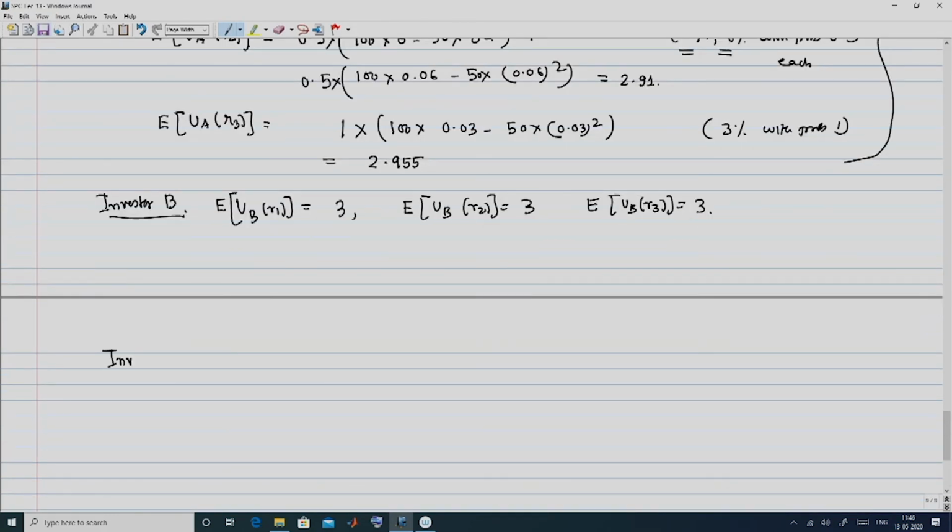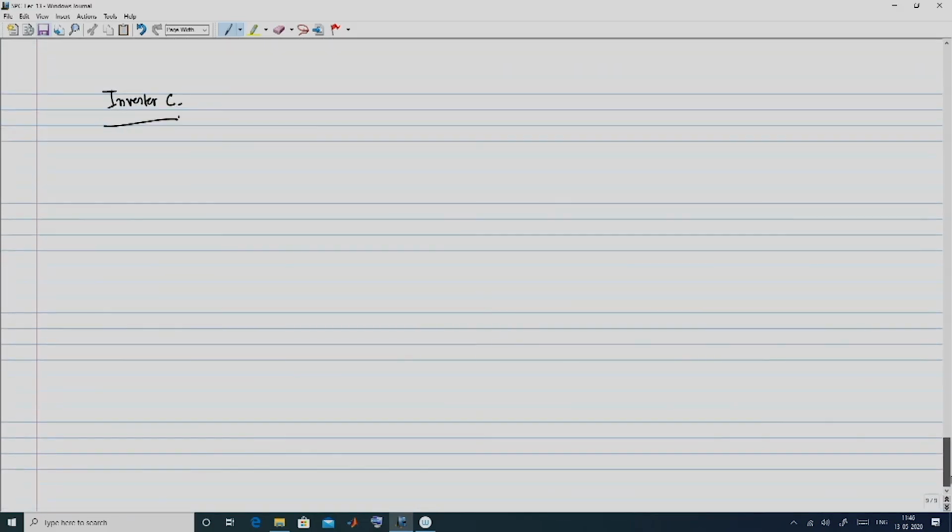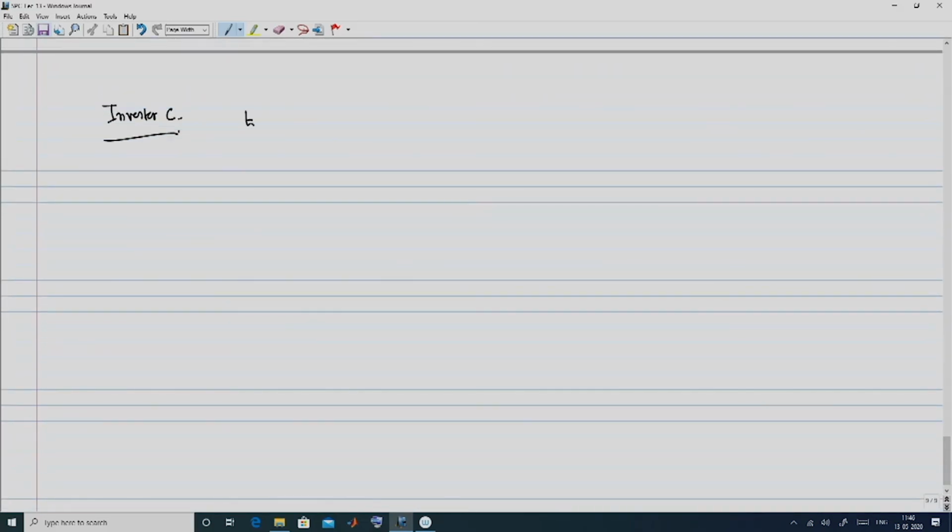Now, let us come to the last investor, investor C. In case of investor C, the expected utility for the first asset turns out to be 3.225. Expected utility in case of the second asset turns out to be 3.09, and expected utility in case of the third asset turns out to be equal to 3.045.